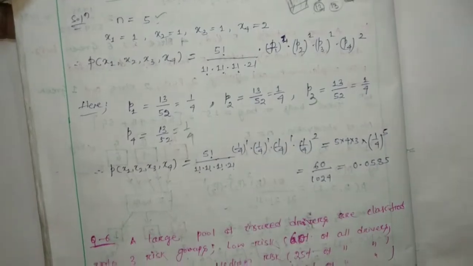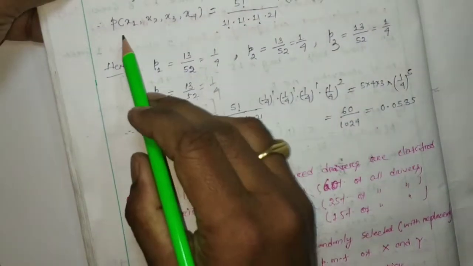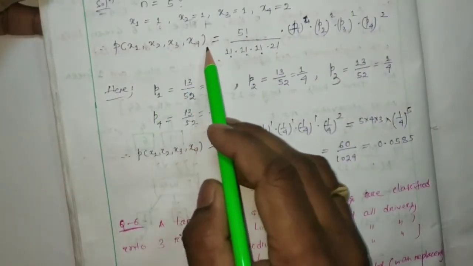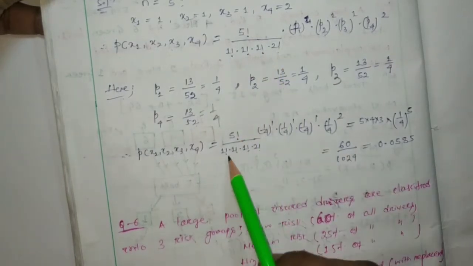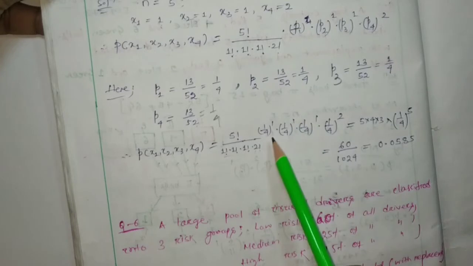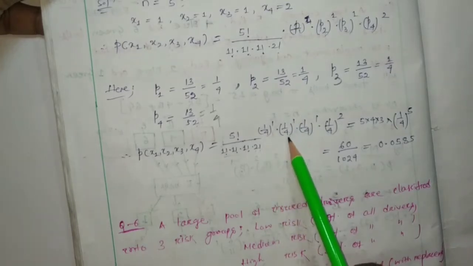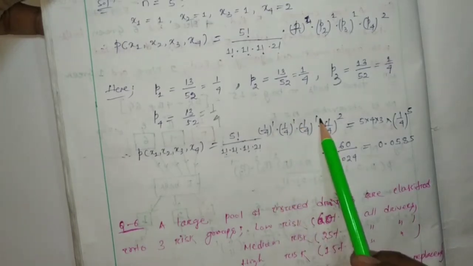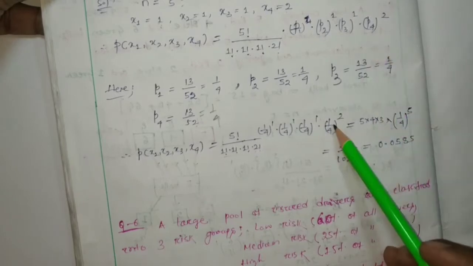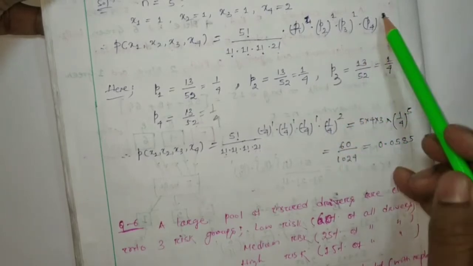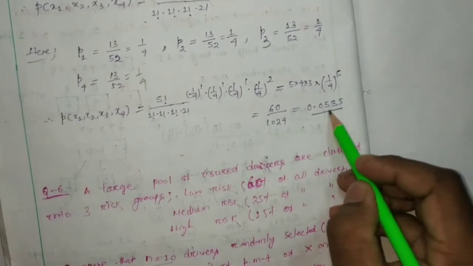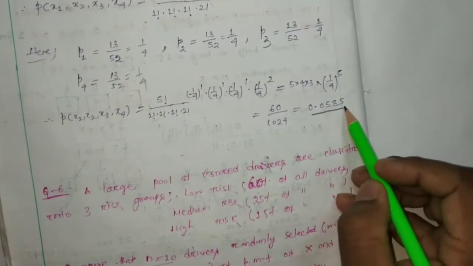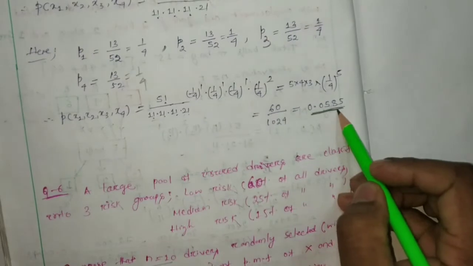Now the probability of x1, x2, x3, x4 will be equal to 5 factorial by 1 factorial, 1 factorial, 1 factorial, 2 factorial, and p1 means 1 by 4 to the power 1, 1 by 4 to the power 1, 1 by 4 to the power 1, and p4 is 1 by 4 to the power 2. So you just solve it and you are going to get the answer 0.0585 is your answer. Okay, now we have to go for the next one.